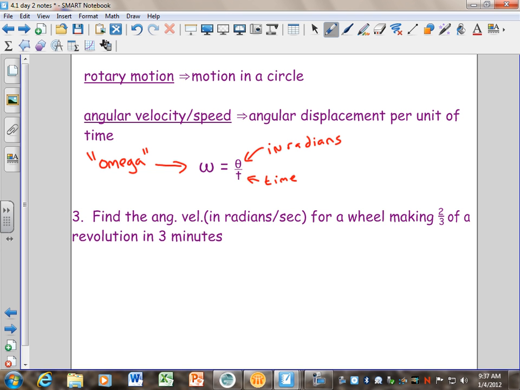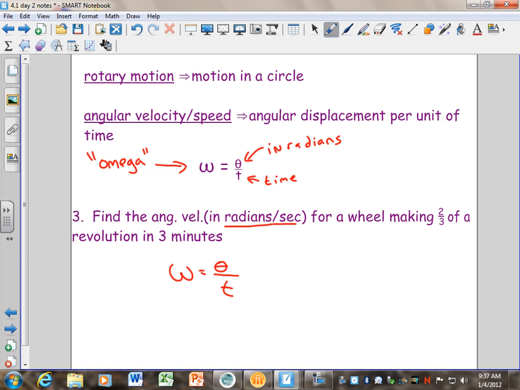So again, this is just a formula, but it's really important that we know what the question's asking us, like what units we should give our answers in, and make sure you pay attention to what they give you in the problem. Since it says angular velocity, I know I'm going to use omega equals theta over time. I want my answer to be in radians per second. They didn't give me radians or seconds in this problem.